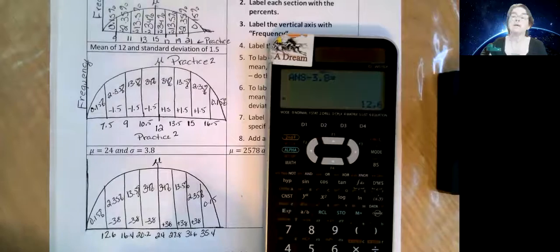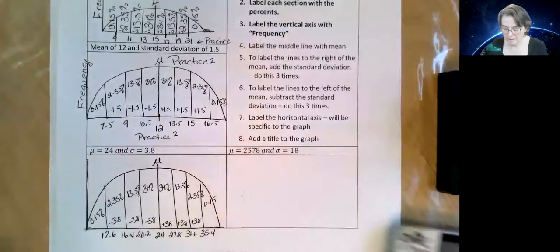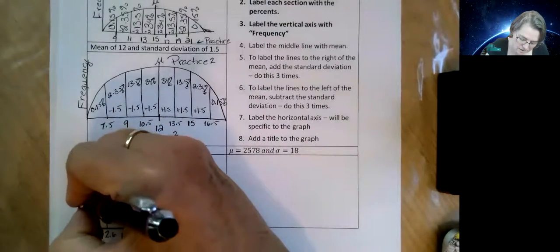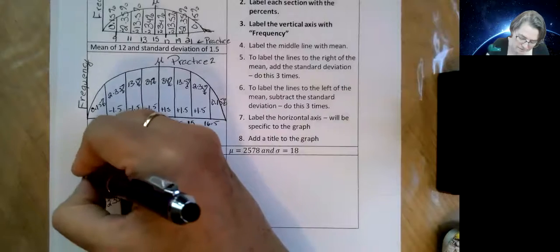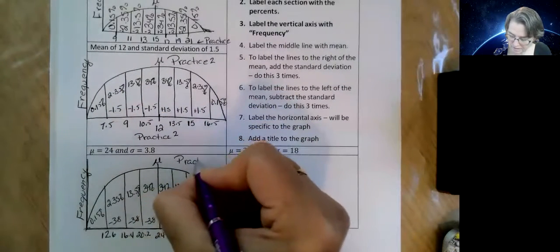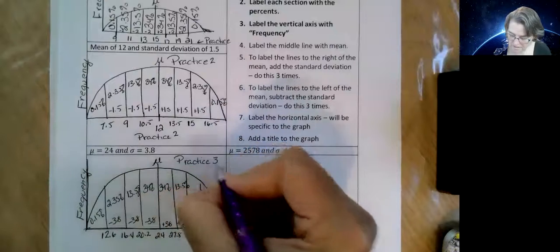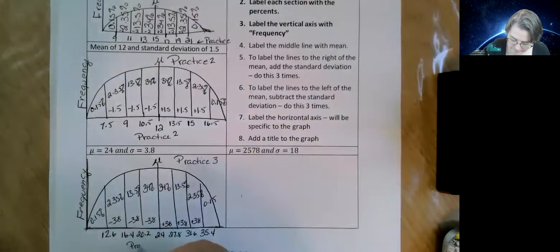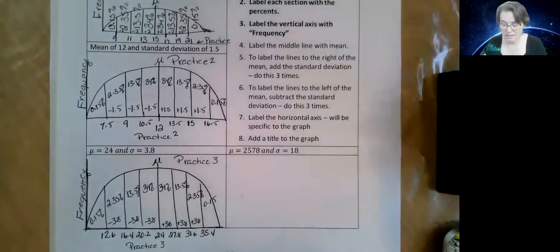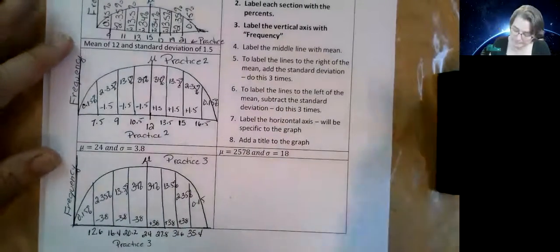Again, it's 3 up, 3 down. Don't bother doing that last number. And in fact, it looks really weird, verging on incorrect if you do that one. So what did I miss? Ooh, I missed the word frequency. And I guess I'm calling this practice 3. I just want to get you in the habit of labeling stuff. All right, last one.